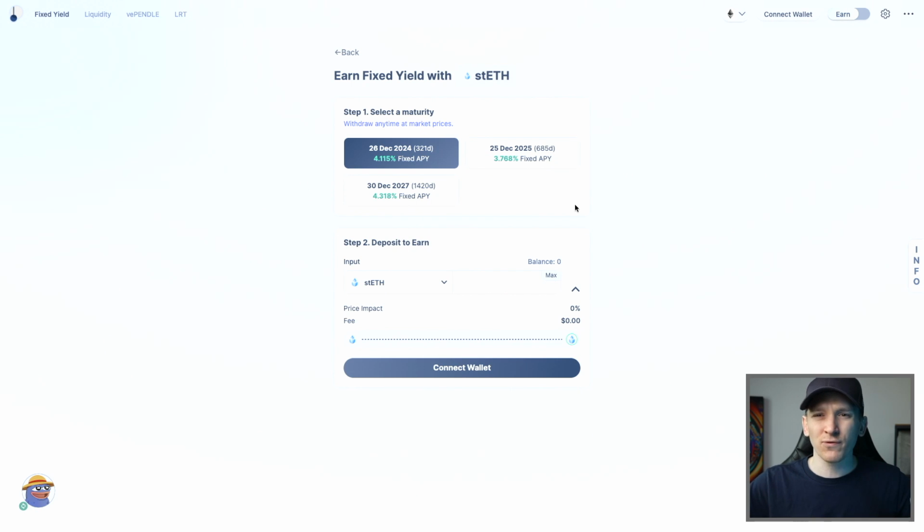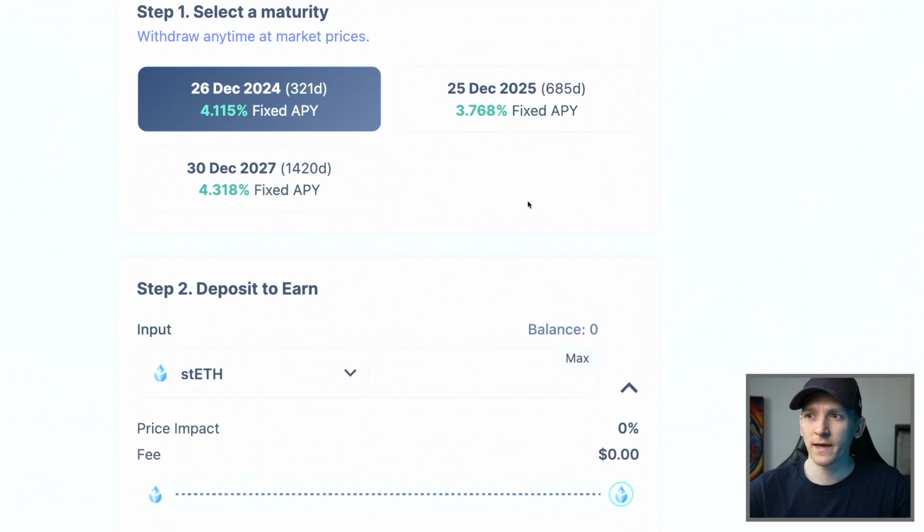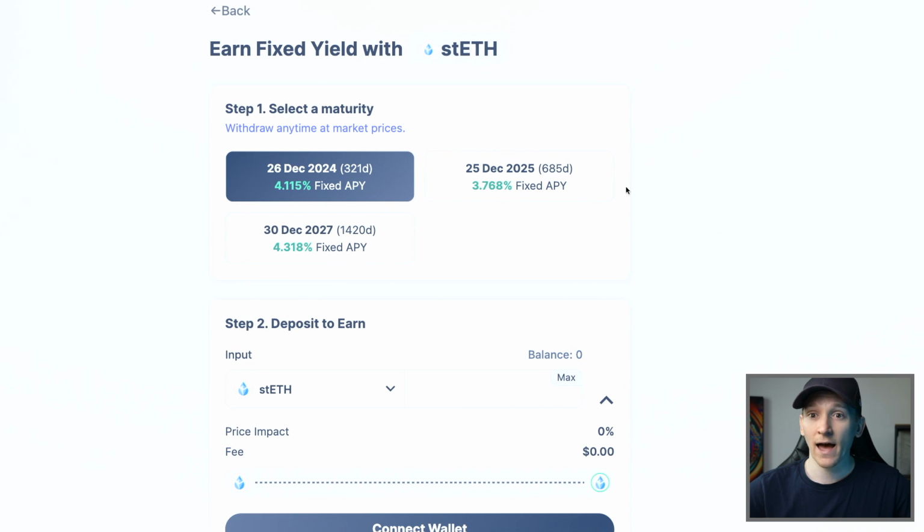It yields around 3.5% at the moment. And so what we can see here is that if you have staked ETH, instead of just keeping it in your wallet and having that yield income fluctuate, maybe down to 2%, maybe 3.5%, maybe 4%, you can just say, I've got staked ETH and I want to earn a fixed income for that.